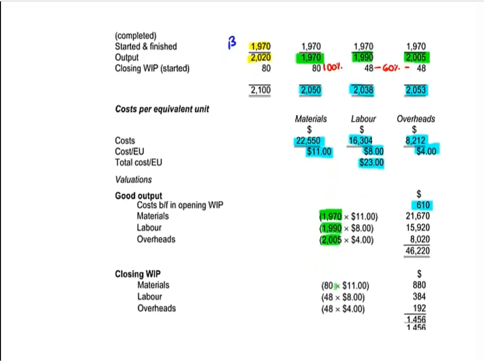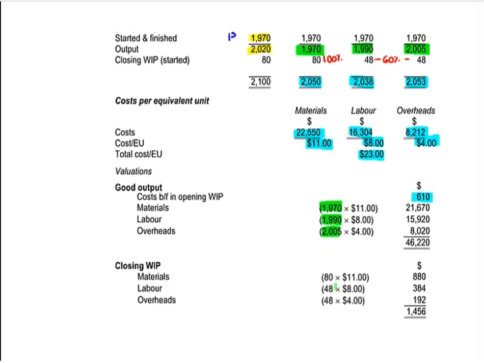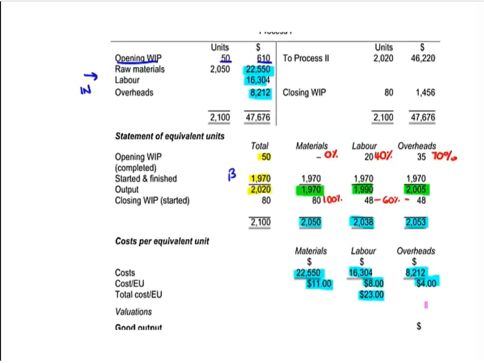And the closing work in progress, we're just going to value in the same way as we did when there was an opening work in progress, looking at the cost per equivalent unit times the number of equivalent units of closing work in progress. We can take these two figures then and pop them back into our final account. So we've got 1,456 closing work in progress and 46,220 for the valuation of goods transferred to the process 2.